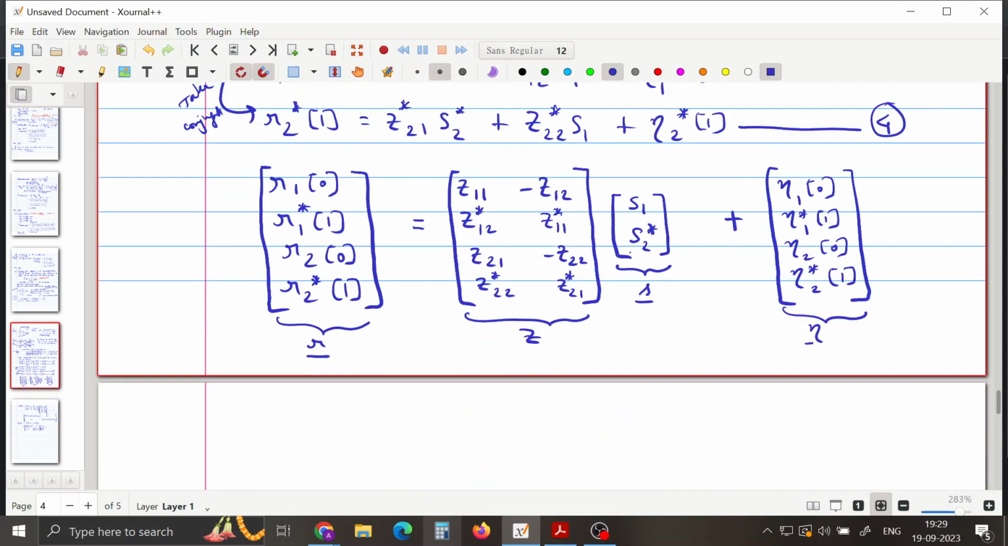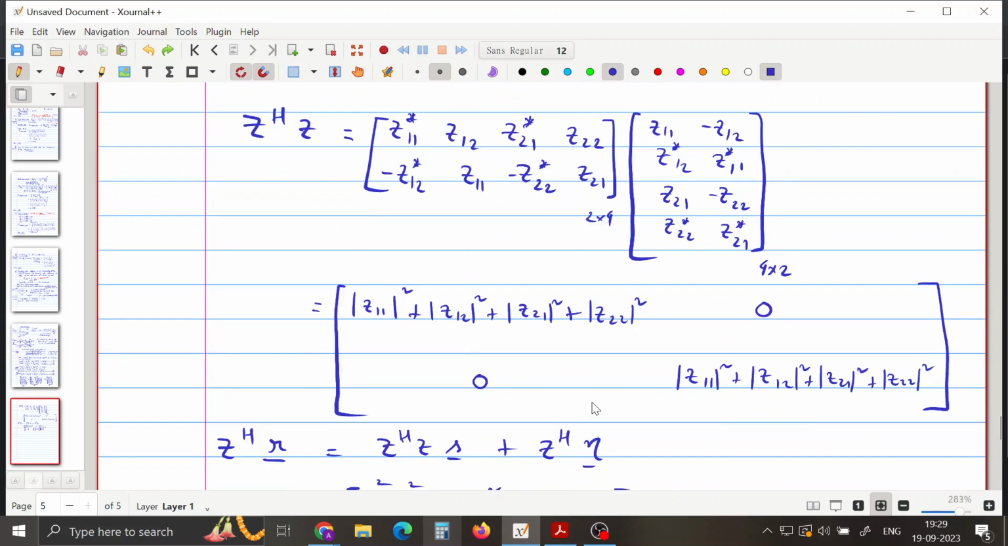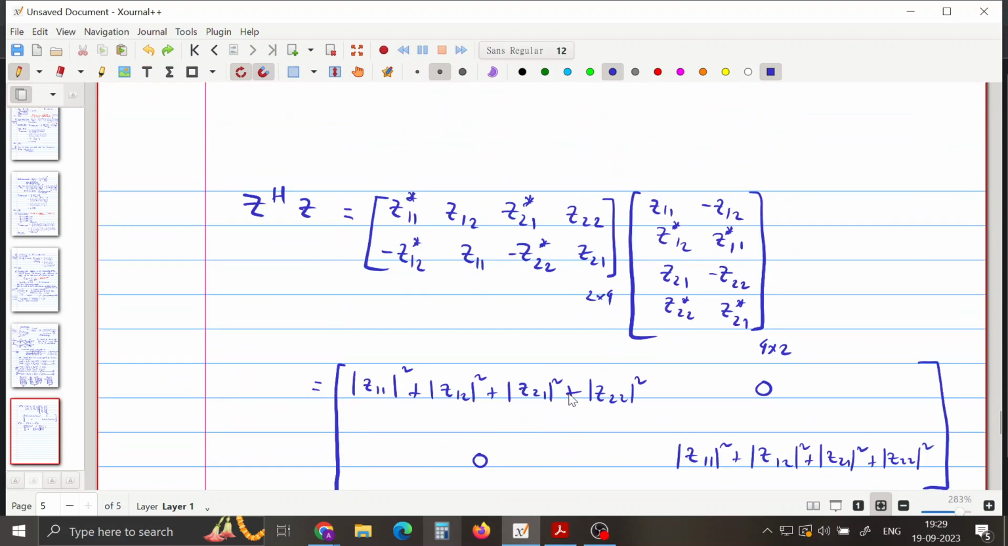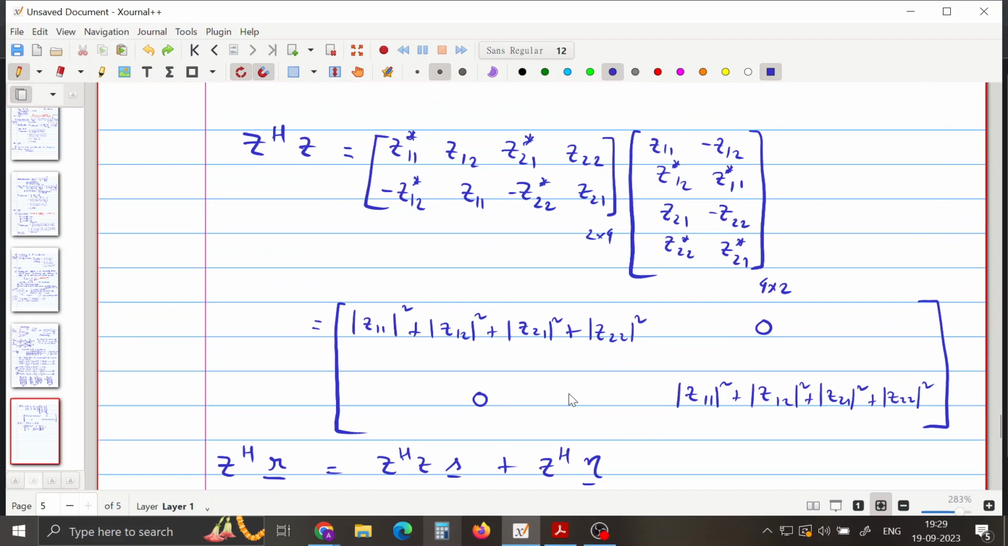So your noise vector was this, we had written here, so it's a 4 by 1, and that gets pre-multiplied with the z Hermitian, which is a 2 by 4. So a 2 by 4 z Hermitian times eta vector. Z Hermitian is 2 by 4 and eta vector is 4 by 1, so overall we will get 2 by 1, right?